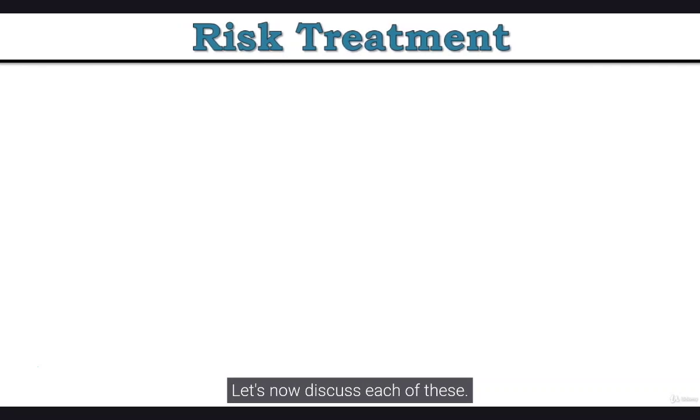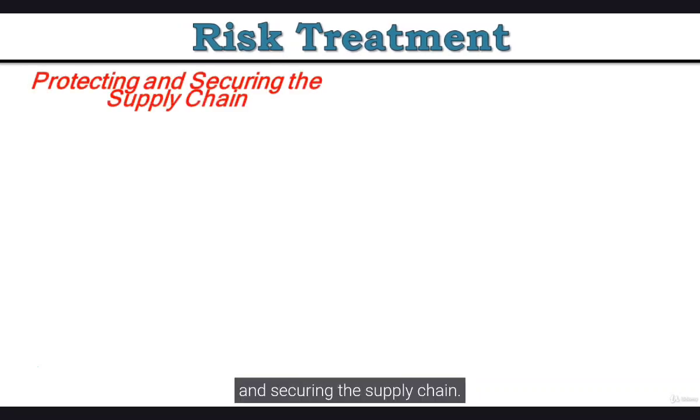Let's now discuss each of these. First, protecting and securing the supply chain. An effective supply chain risk management program must ensure that an enterprise and its partners implement appropriate measures to fully secure goods and their components from the point of origin to final destination.